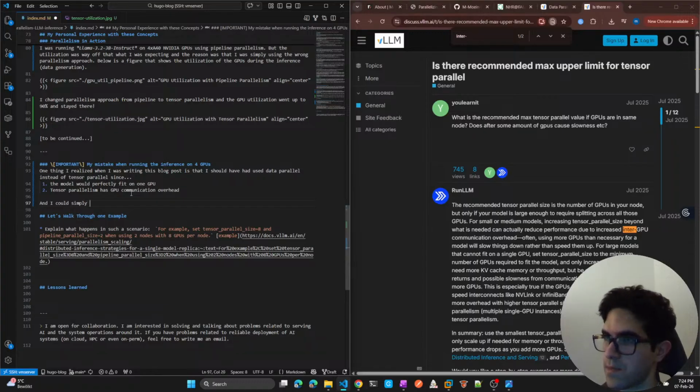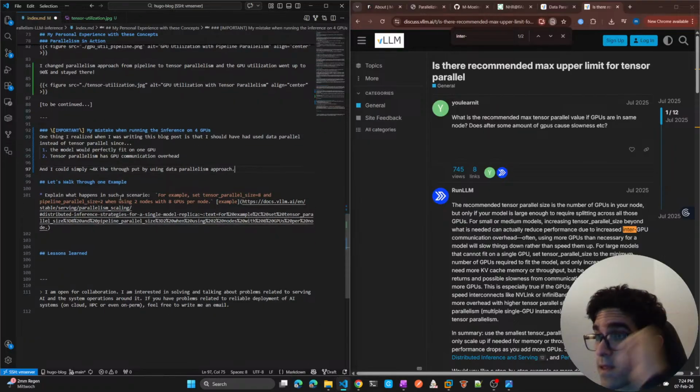I could simply increase the throughput 4x by using a data parallelism approach. Within this scenario, set tensor parallelism 8, pipeline parallelism 2.